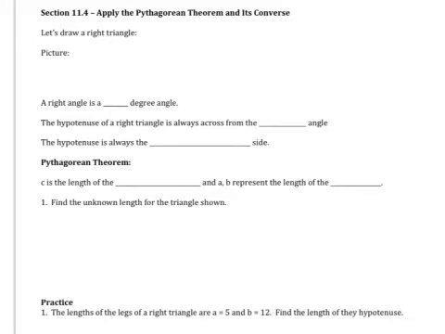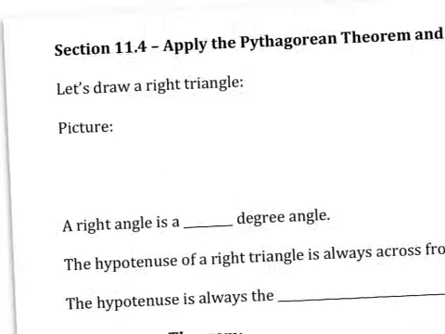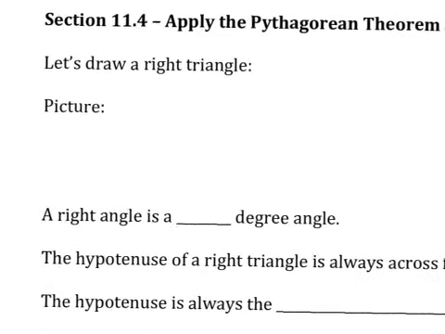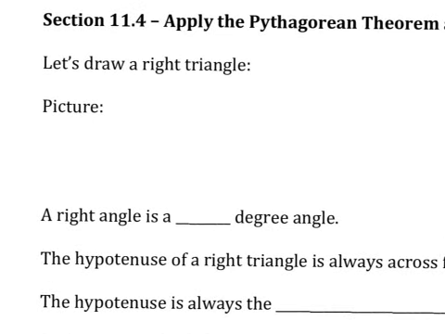Section 11.4 shows us how to use the Pythagorean theorem with right triangles. Let's draw a right triangle to remind ourselves what one looks like. So, a right triangle means that we have a triangle that has a 90-degree angle. That little symbol right there means 90 degrees.